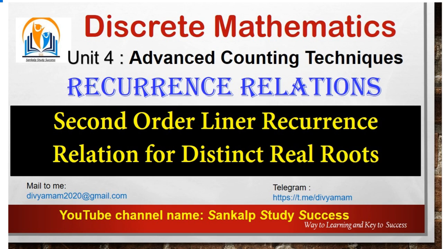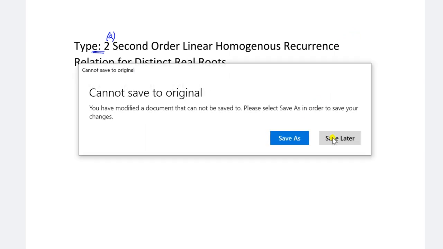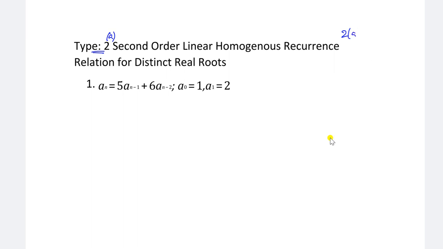If in the third step we get the roots, and if you get distinct real roots, what is the solution for the recurrence relation? We'll discuss that. See here, this is type 2. In type 2, for example, 2a we have distinct real roots, in 2b, the second type, we have repeated real roots, and in 2c we have complex roots.